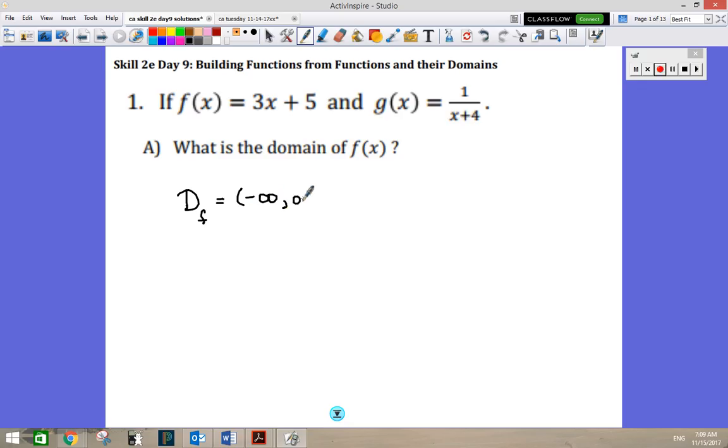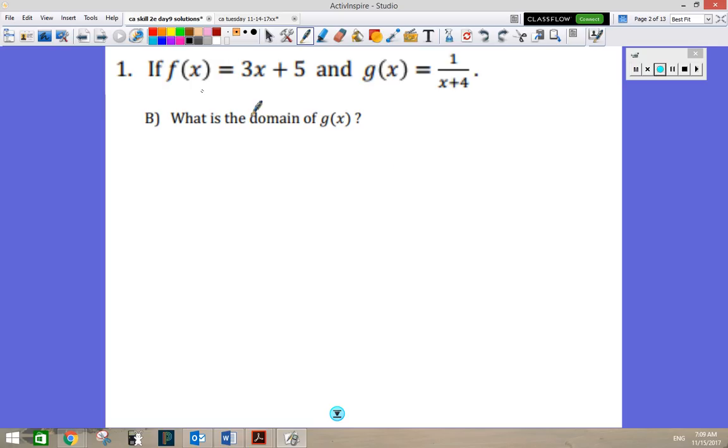Written in interval notation, that's from negative infinity to positive infinity, and both of those are parentheses and not brackets. For the domain of g, we don't have any square roots, but we do have a variable in the denominator, so hopefully it's clear that x cannot be negative 4, because if you try to evaluate this function at negative 4, then you get 1 divided by 0, which is undefined. So negative 4 would not be related to any y value. That's why we have to throw negative 4 out of the domain.